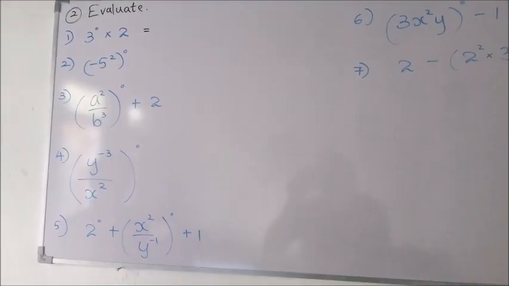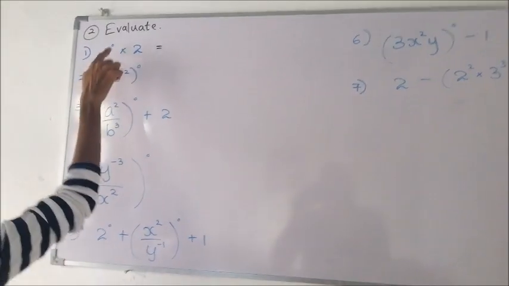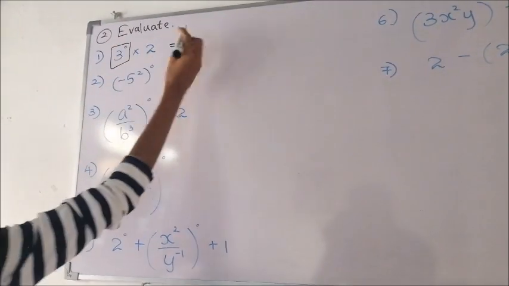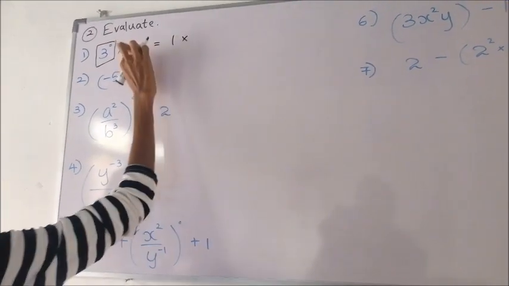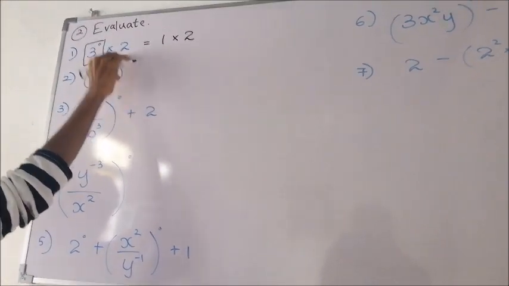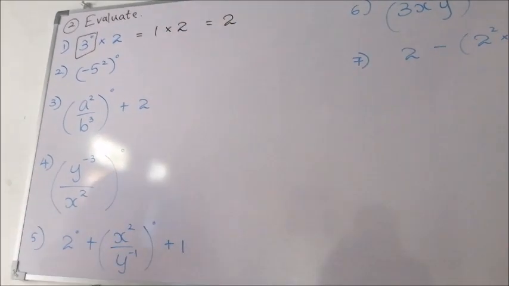Okay, our second question is evaluate. We will find the answers here, right? 3 to the power 0. The index is 0 here. That means instead of this we can write 1. 1 multiplied by just 2. Right, this is not an index number, this is not a power, just a number, so we will write it. 2 times 1 is 2.